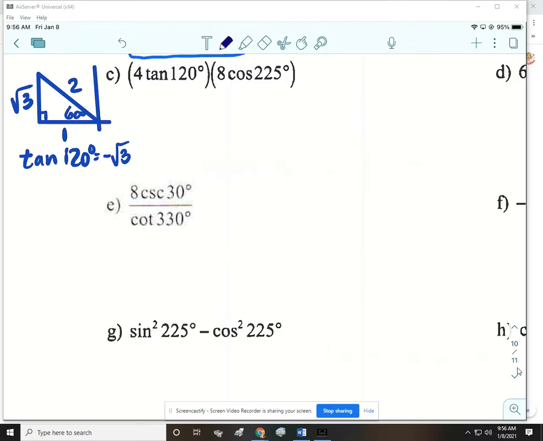Right, 225 degrees is in quadrant 3. In quadrant 3 is still on the 180 side of the coordinate plane. And so we would do 225 minus 180. And that's going to give us a reference angle of 45 degrees. So that is 45, 45, 90. Our two legs are 1, and our hypotenuse is the square root of 2.